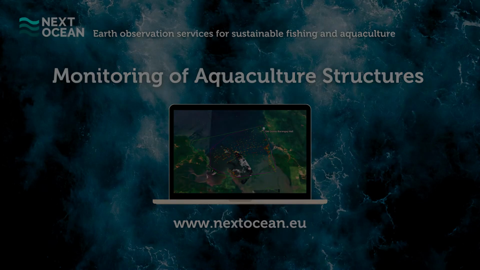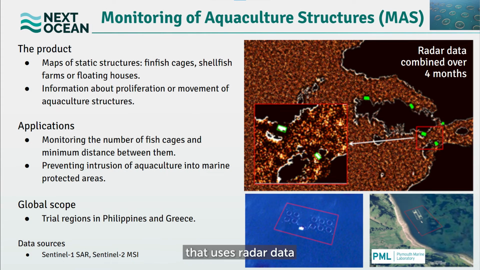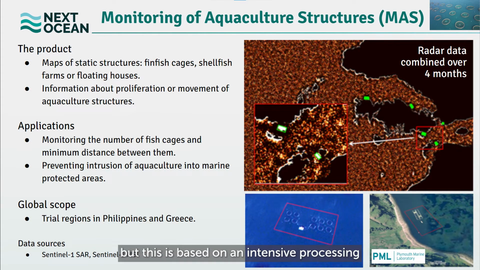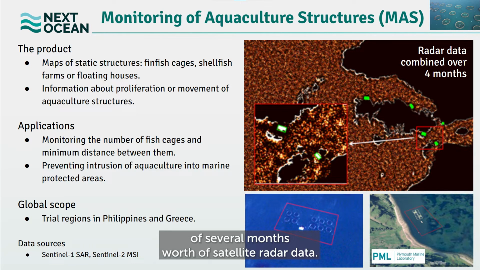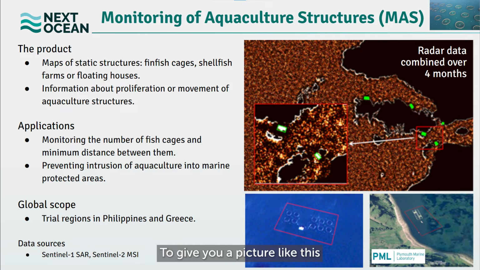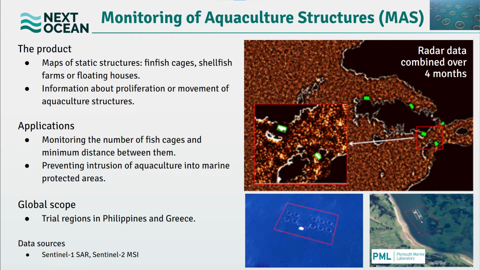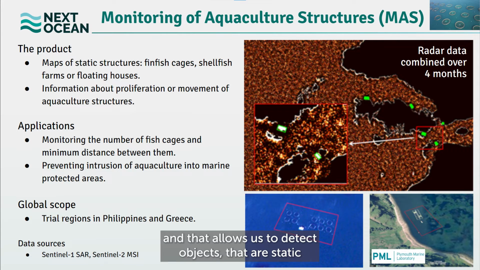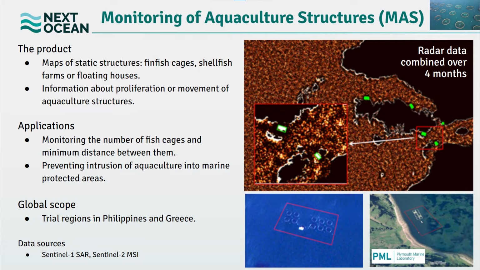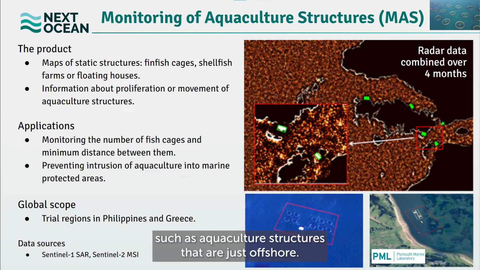This is monitoring of aquaculture structures. It uses radar data, but this is based on an intensive processing of several months' worth of satellite radar data to give you a picture like this, where it combines all of the radar images over an area, and that allows us to detect objects that are static, such as aquaculture structures that are just offshore.